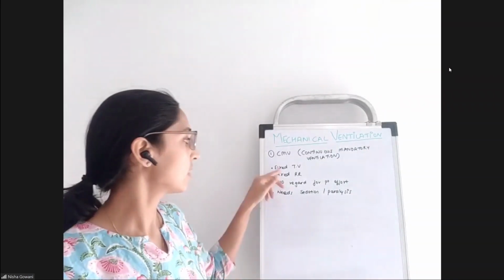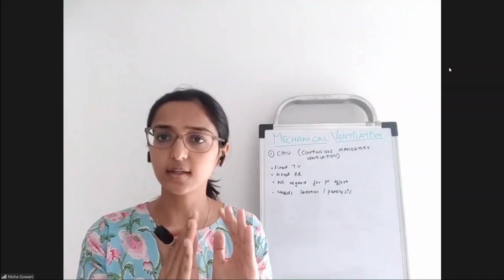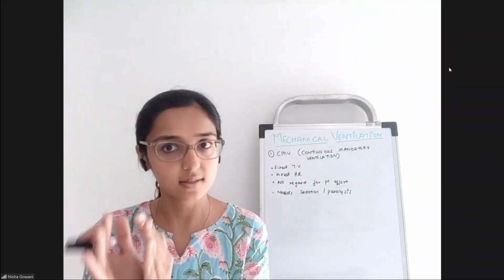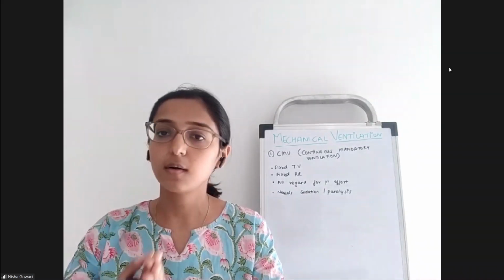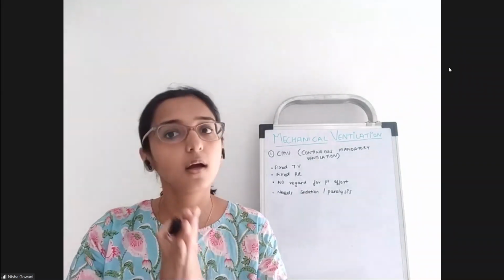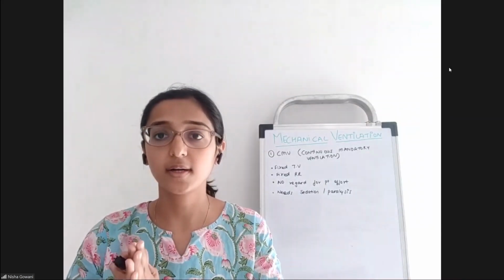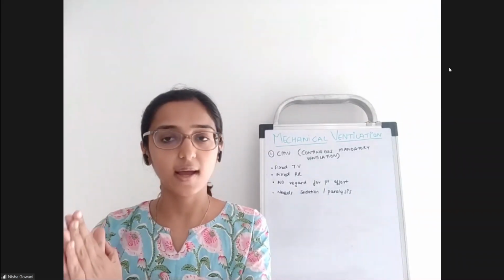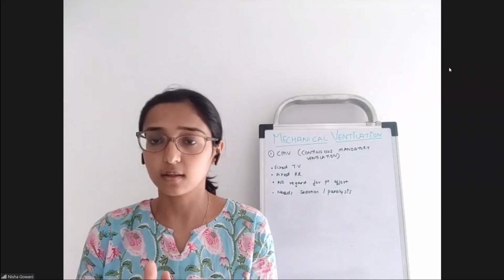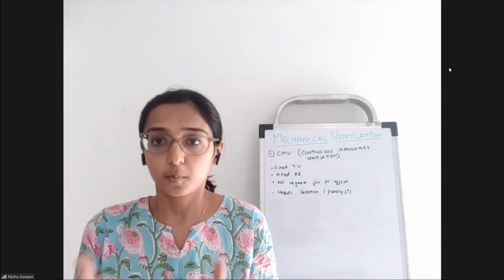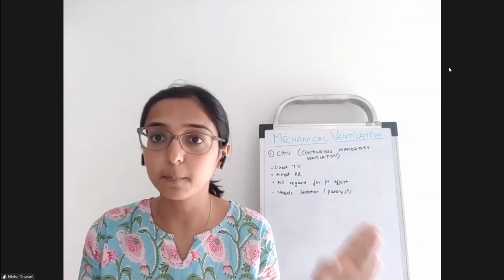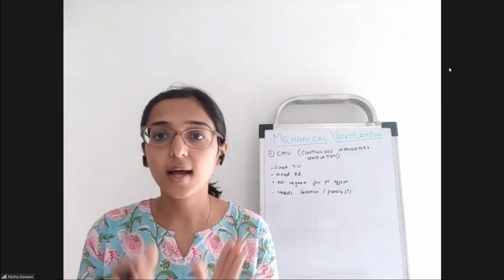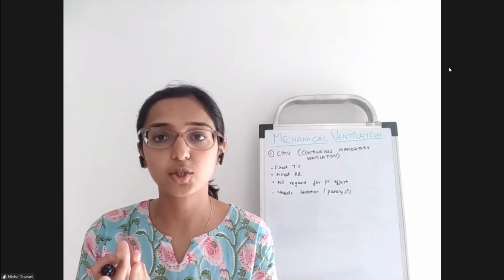In this, a tidal volume is set on the ventilator, and a respiratory rate is set. So if I set 10 breaths per minute, tidal volume 500, the ventilator will provide 10 breaths, tidal volume 500 ml. In between this time, if the patient tries to breathe, the machine will not allow him to take that breath. That spontaneous effort made by the patient will be completely ignored by the machine.